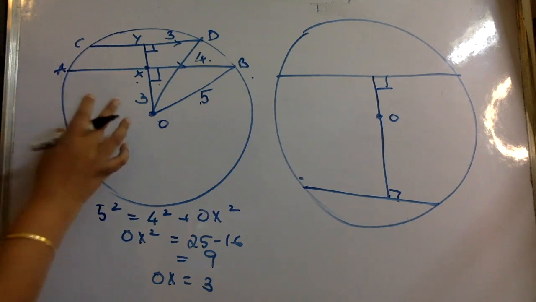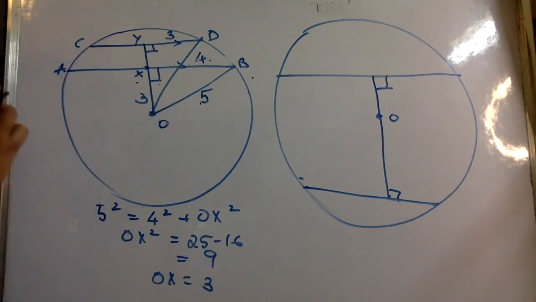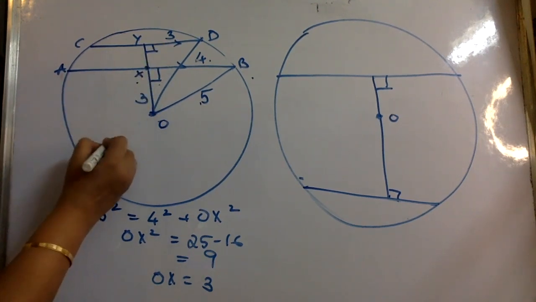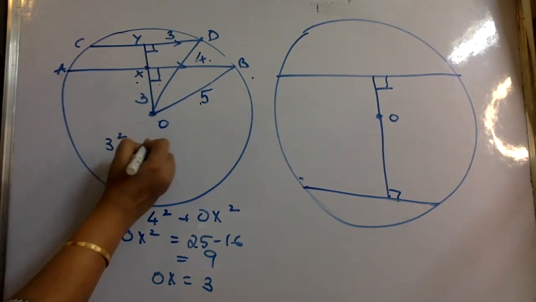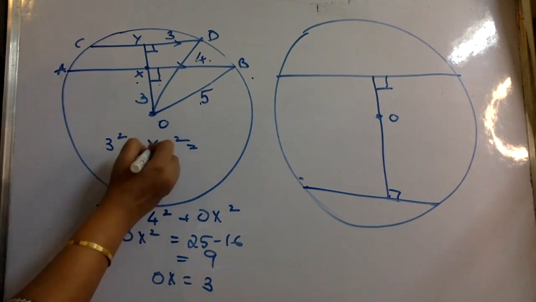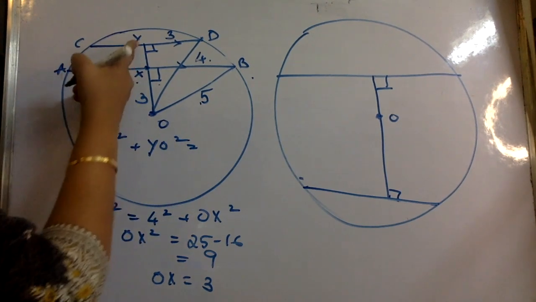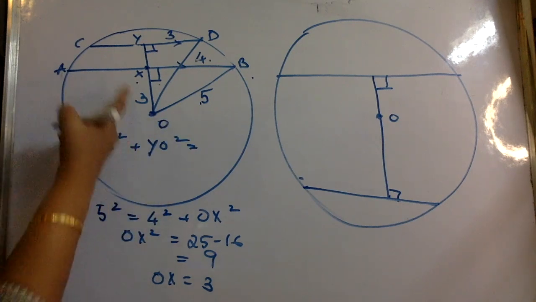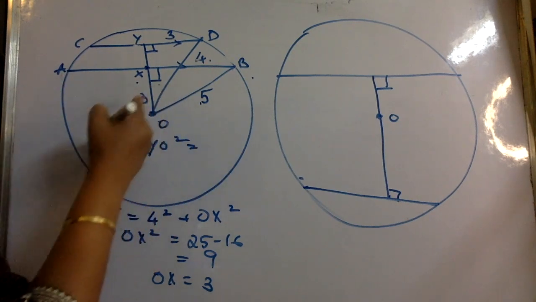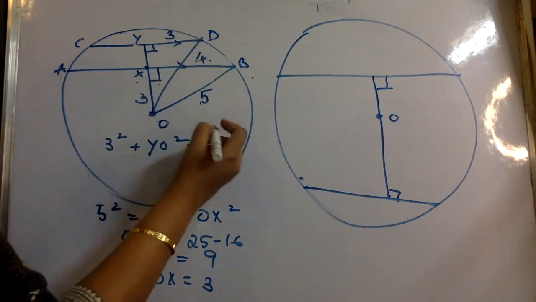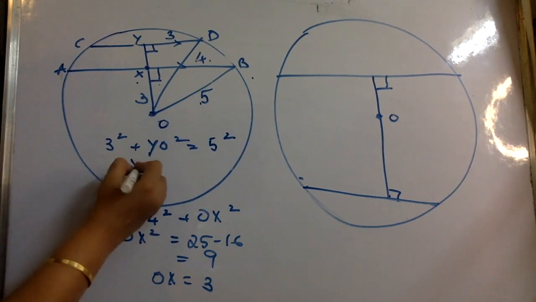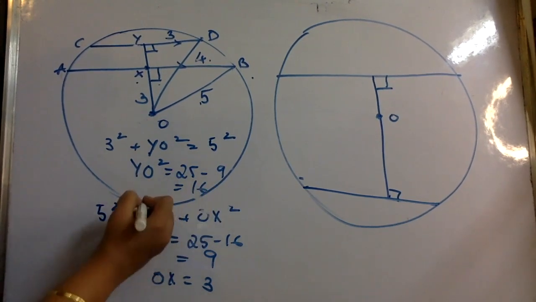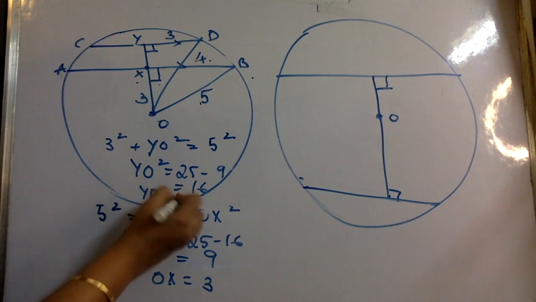Okay, let me take the triangle YDO. In this triangle, YD is 3, so 3 square plus YO square. We are taking this triangle YDO, and YO square is equal to 5 square, because OD is the radius, 5 square. YO square is 25 minus 9, which is 16. So YO is equal to 4.